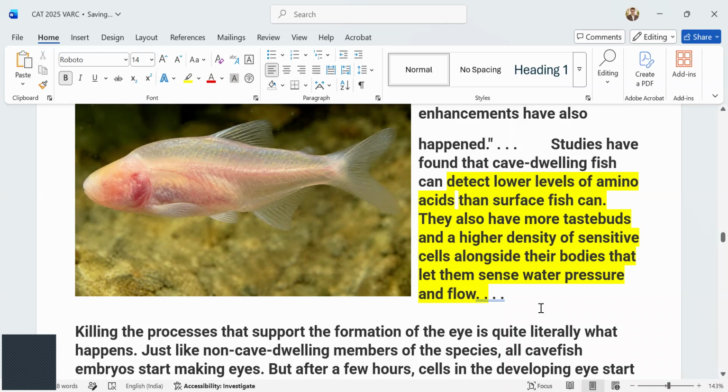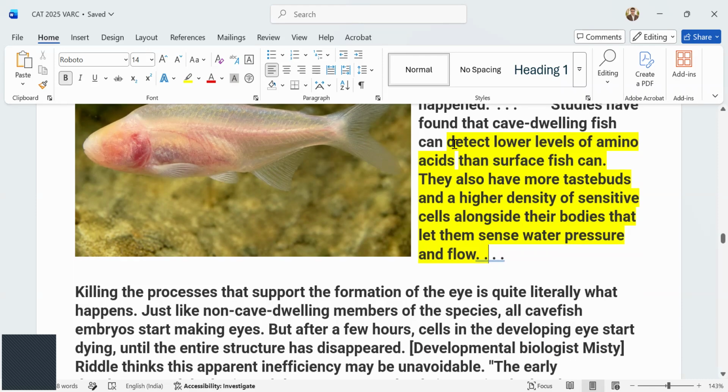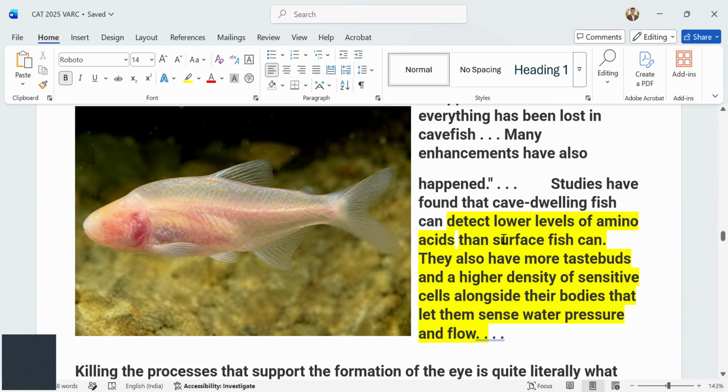This is kind of a compensation, you can say, right? They do not have eyes, so they probably use these cells to detect pressure and flow, which direction the water is flowing and what kind of water pressure there is. Because in caves, the water pressure and flow might sometimes change, so they need to detect that to survive in such an environment. So these are the three enhancements.